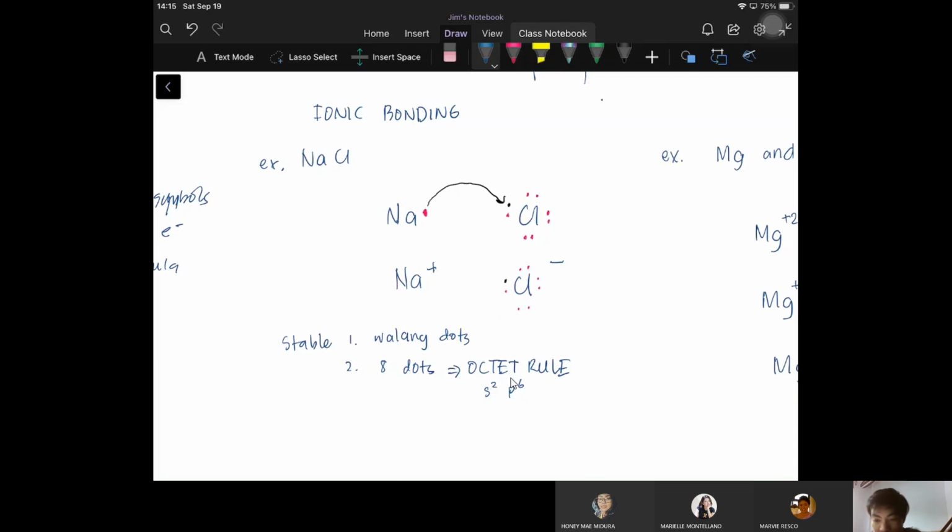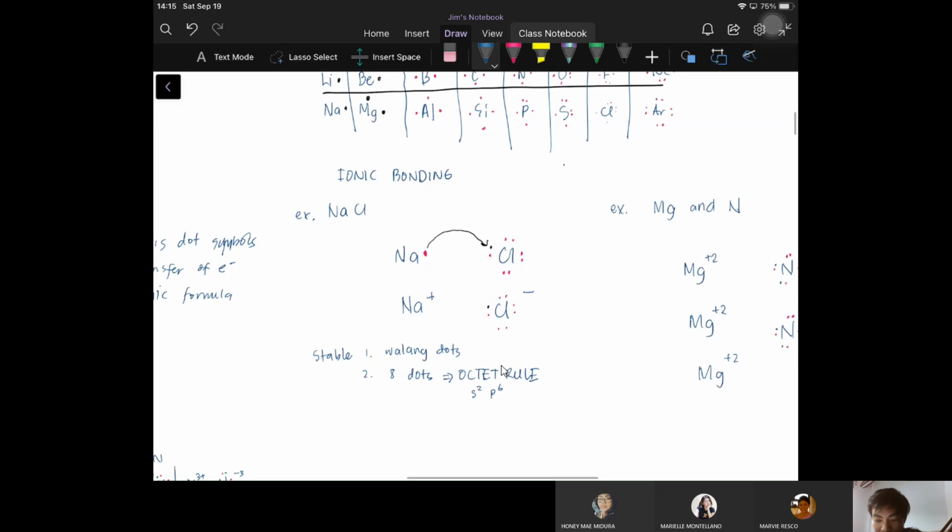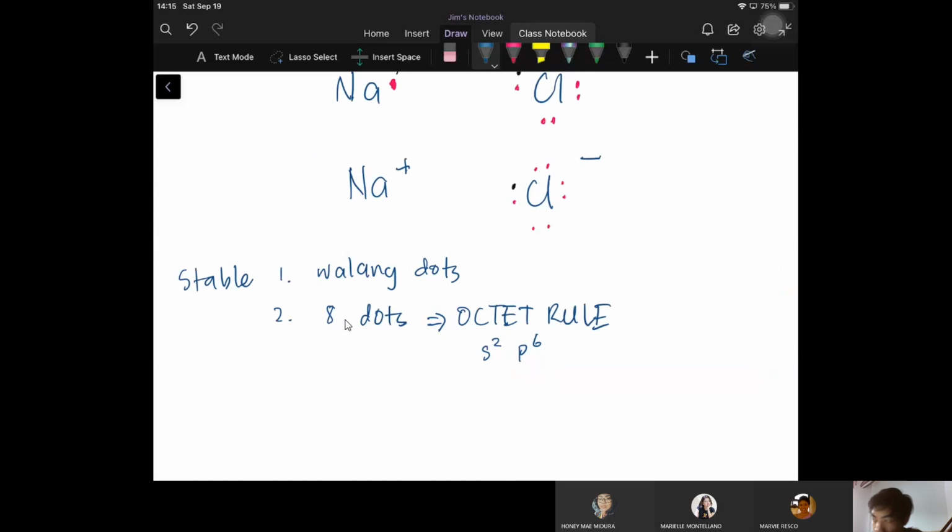Okay. So yun lang yung ionic bonding. So may transfer of electrons from metal to non-metal. Metal will lose all the electrons. Mawawala yung kanilang dots sa paligid. Yung non-metals, they will accept all the electrons until maging 8 yung electrons. Itong 8 dots or 8 electrons, this is the premise of the octet rule.